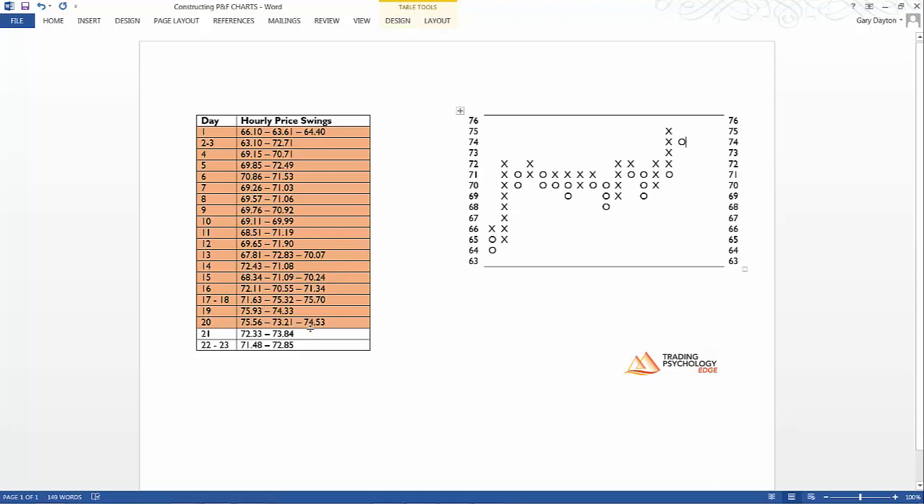And then it rallies up to 74.53. And again, we stop here at 74 because we didn't move a full figure. So that's it for the point and figure chart for that day.